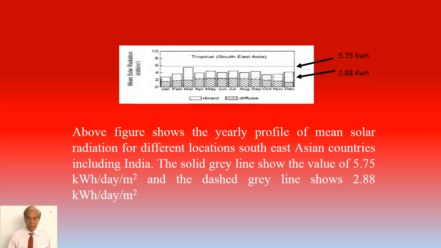The above figure shows the yearly profile of mean solar radiation for different locations in Southeast Asian countries, including India. The solid grey line shows the average value of 5.75 kilowatt hour per day per square meter, and the dashed grey line shows 2.88 kilowatt hour per day per square meter.